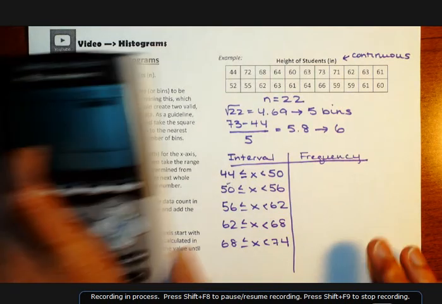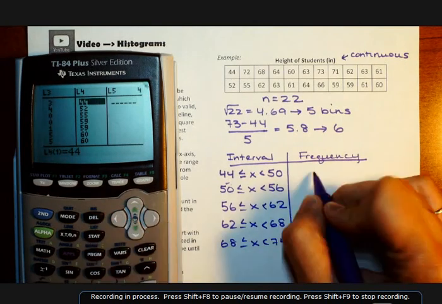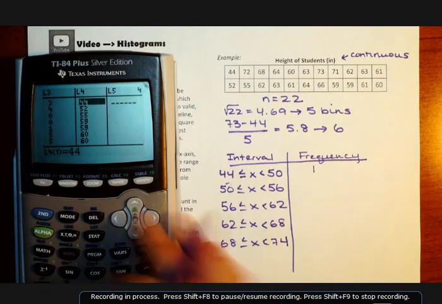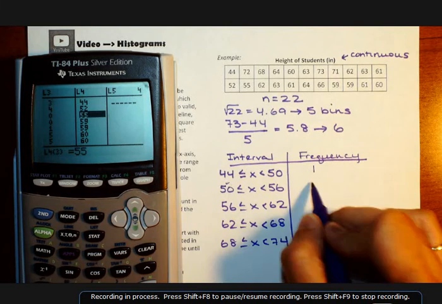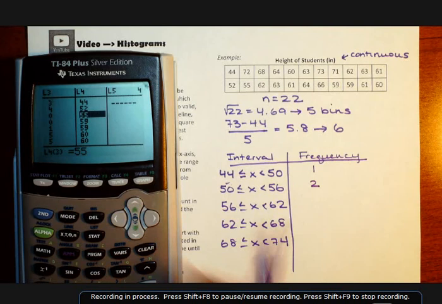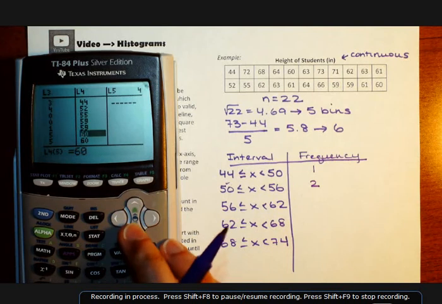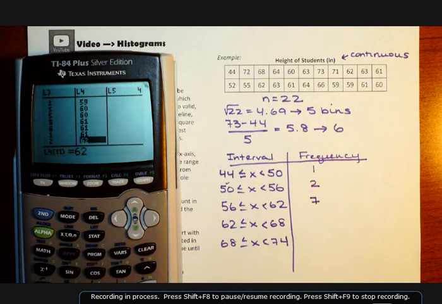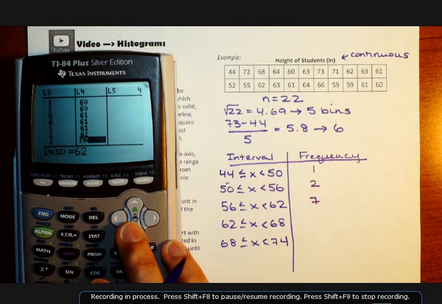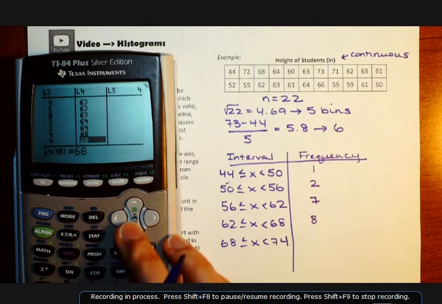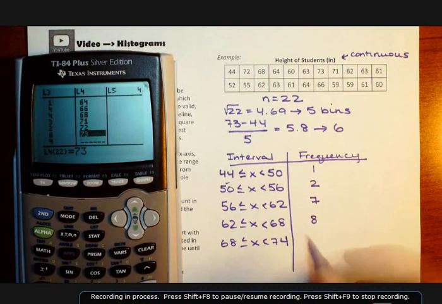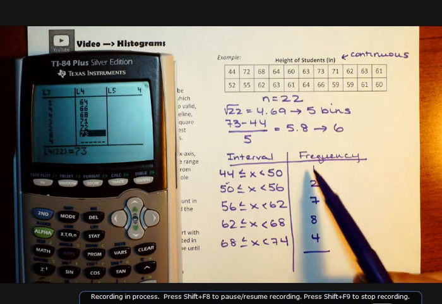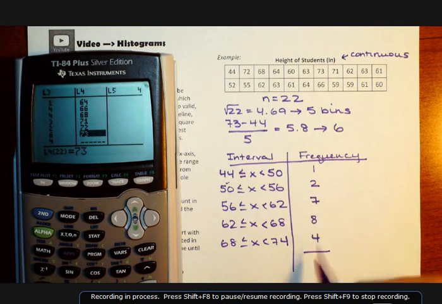Alright, so in list 1 we have one number within the interval 44 to 50. Then in the next interval we have 2 data points that fall within 50 to 56. Next we have 7 data points that fall within this interval. Then we have 8, and then 4. We should have 22 data points altogether. So 1 plus 2 is 3, then we have 10, 18, 22, so that works out.